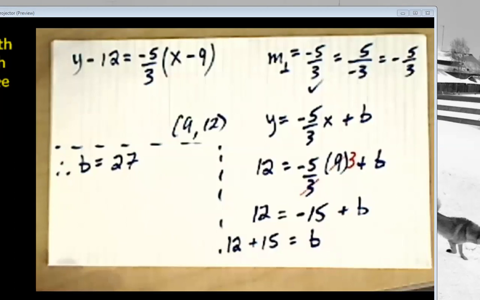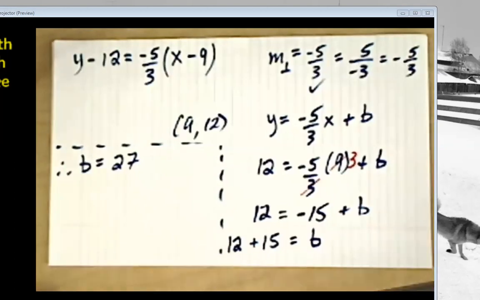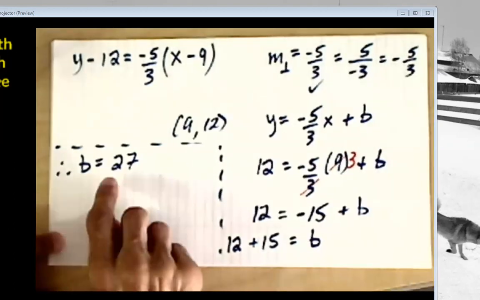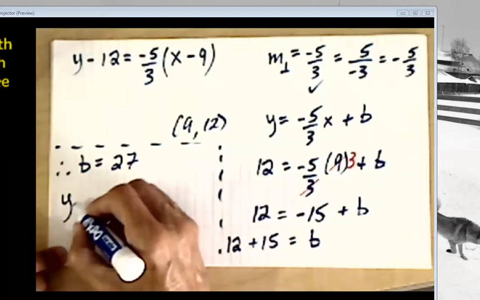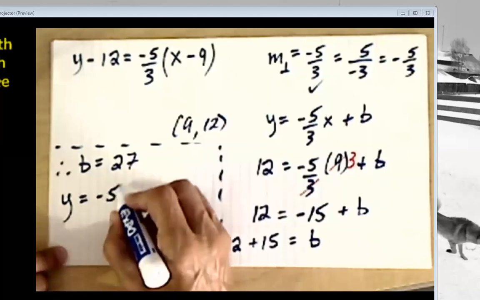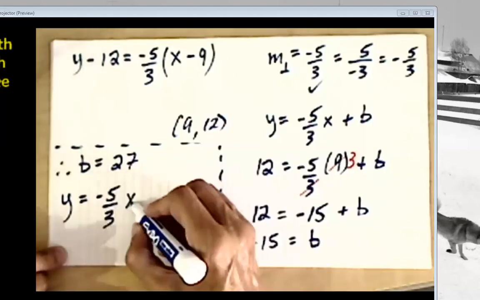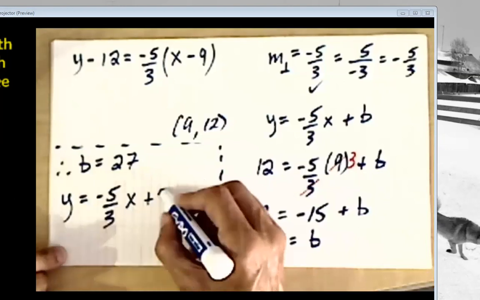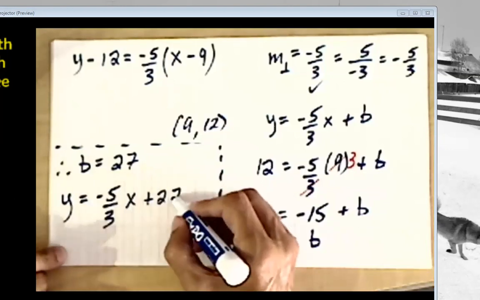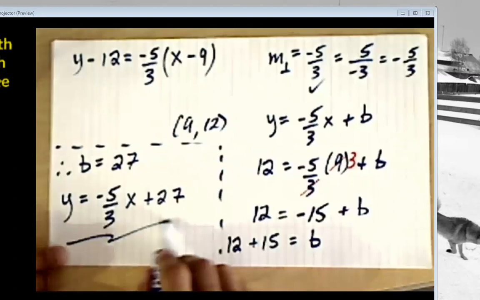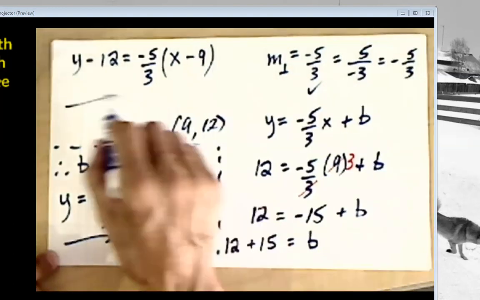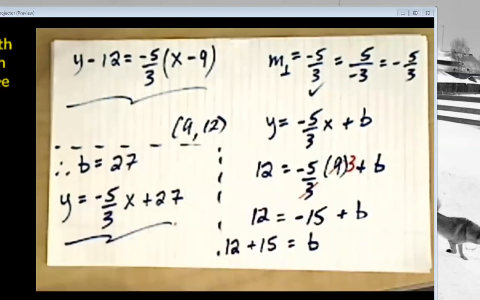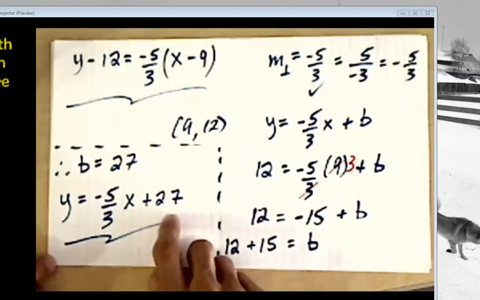Now, the goal is to get the y equals mx plus b, right? So we have our m from before, minus 5 over 3 x, and then now plus 27. And so that would be the other way of writing this equation. First one's at the top, just transfer it over. And then the other one's at the bottom here.